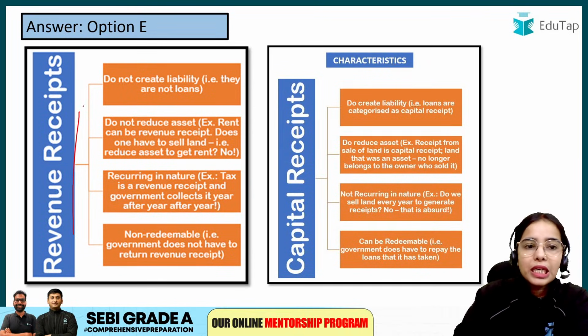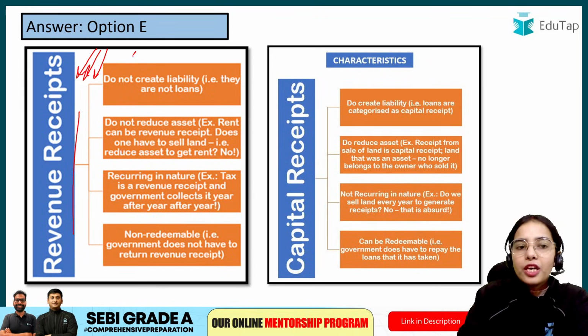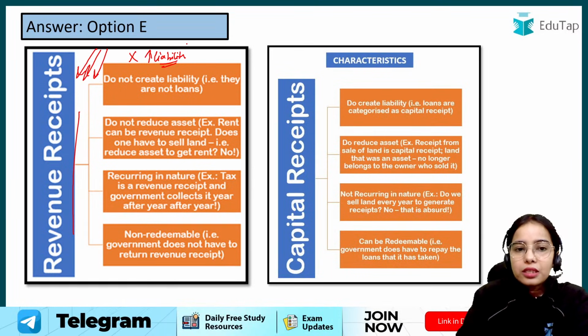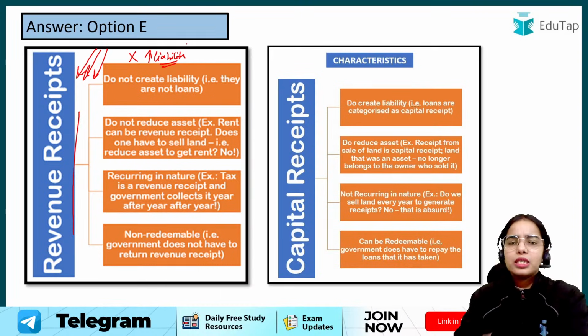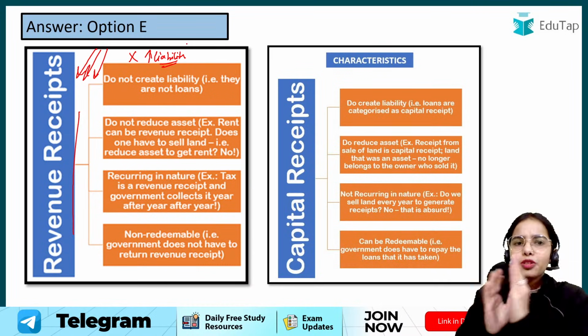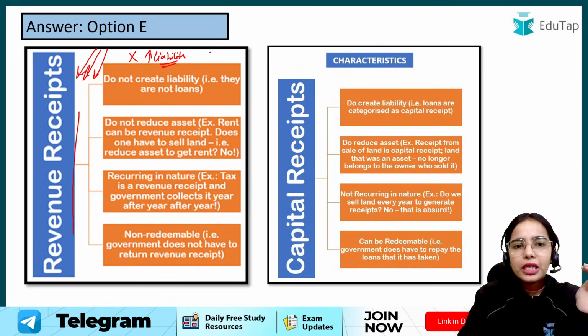So revenue receipts, these are the regular receipts of the government where the government is not creating any liability. This is not a loan. This is the regular receipts of the government. This is not a loan, so it is not creating any liability. This does not decrease any asset of the government.